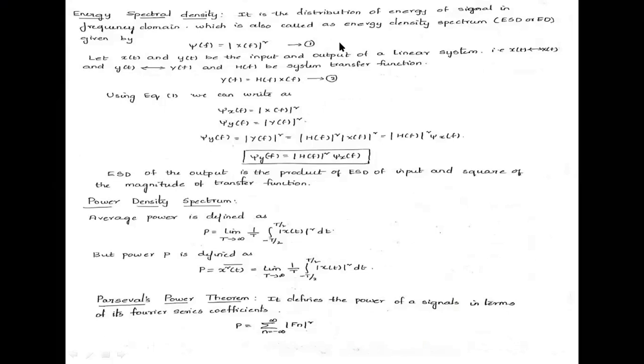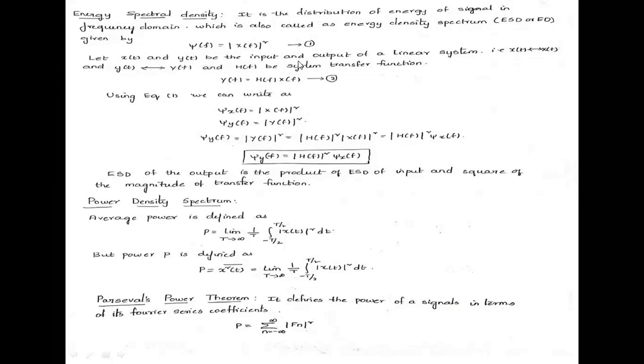Next, energy spectral density. It is a distribution of energy of the signal in the frequency domain, called energy spectral density or ESD, or energy density spectrum. Psi of f is equal to the squared magnitude of X of f. What we got by using Rayleigh's theorem, the squared magnitude of X of f, gives the signal energy E. That psi of f, we can call energy spectral density.